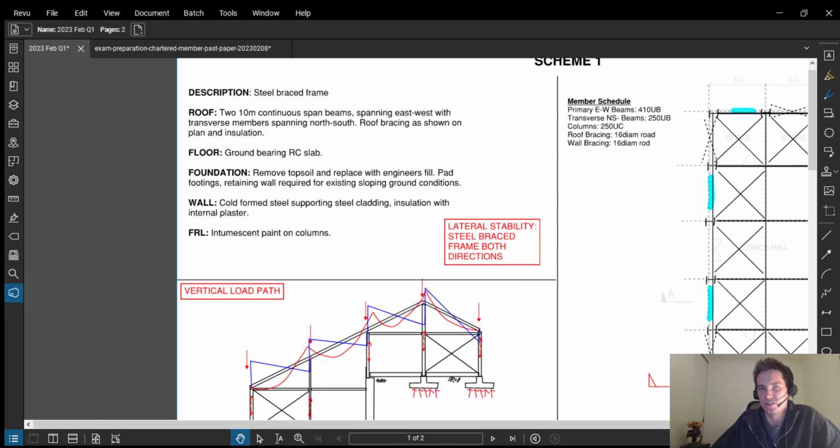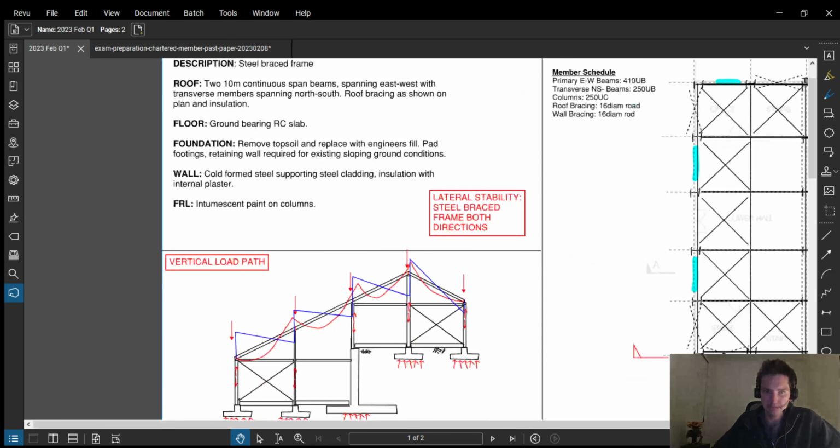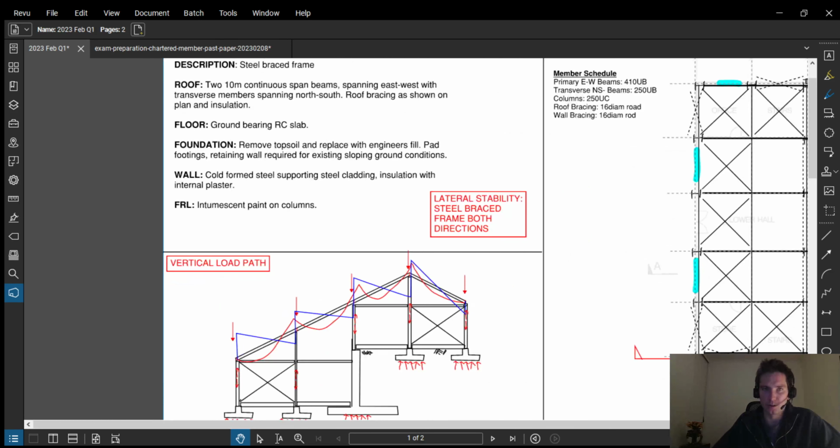Wall, I just talk about using some cold form steel to support steel cladding, also addressing insulation because we're minimizing energy consumption with internal plaster. And then one of the client requirements was a 1 hour fire rating building. So the way I'm achieving that, and the way that I'm showing to the assessor that I understand the client requirements and how we're going to address it in this concept stage, is some intumescent paint on the columns.